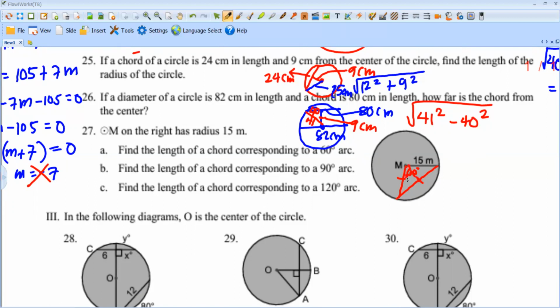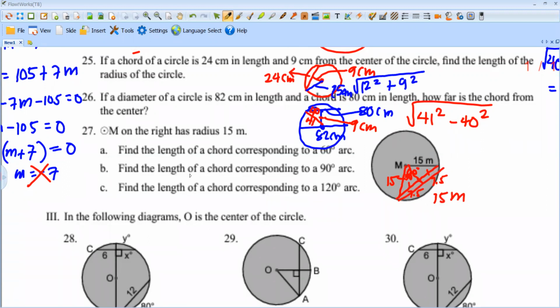So remember that is 30 degrees and the hypotenuse is 15. So the side opposite the 30-degree angle is half of that. So this is 7.5. This is also 7.5. So definitely the length of the chord corresponding to that is also 15 meters.